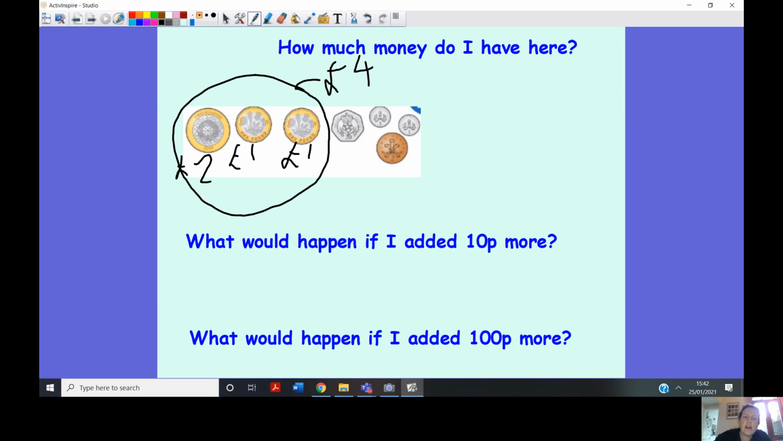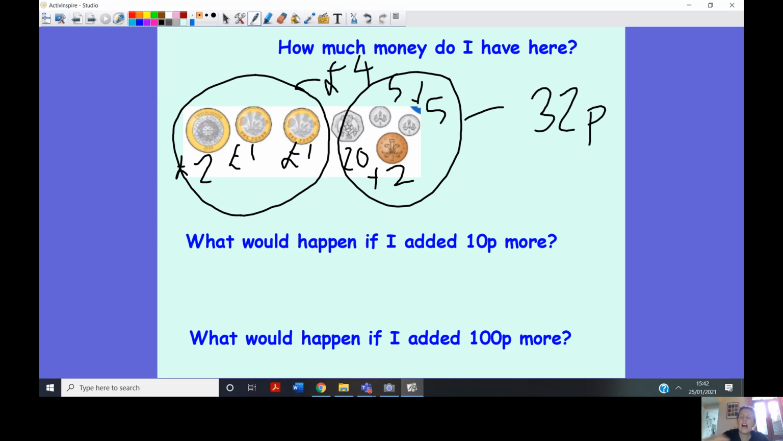How much pence do I have? I have 20, I have a 2, and I have a 5, and I have a 5. 20p add 2p is equal to 22. 5 add 5 is equal to 10. 22 add 10 is equal to 32. So use those partitioning of those number bonds and those facts that you can quickly do mentally. So I have 4 pounds and 32 pence.